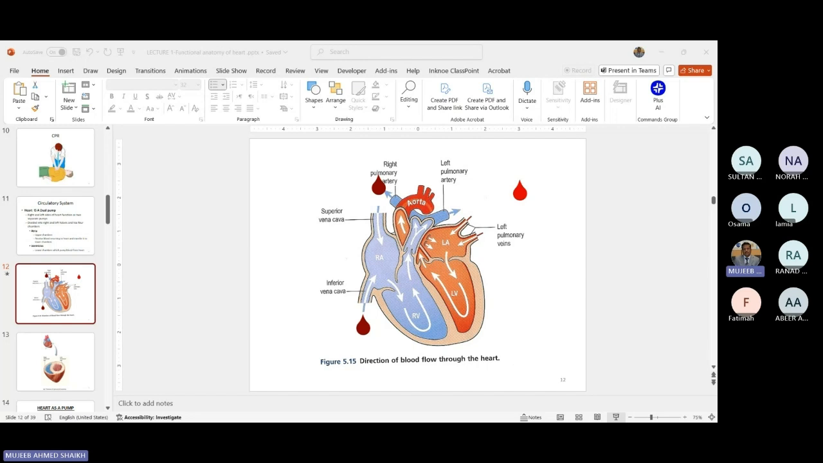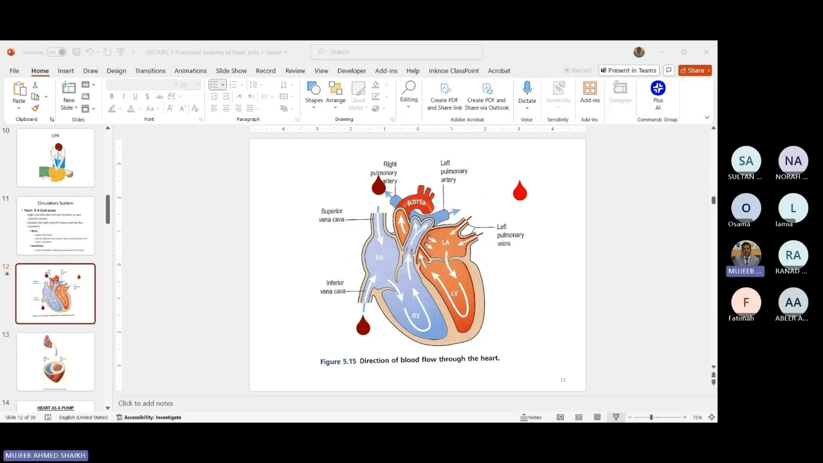A laser pointer. Okay. So if we say this is the arrow, that is the blood coming from the upper part of the body and from the lower part of the body to the right atrium. And then from here, the blood will go to the right ventricle, sorry.